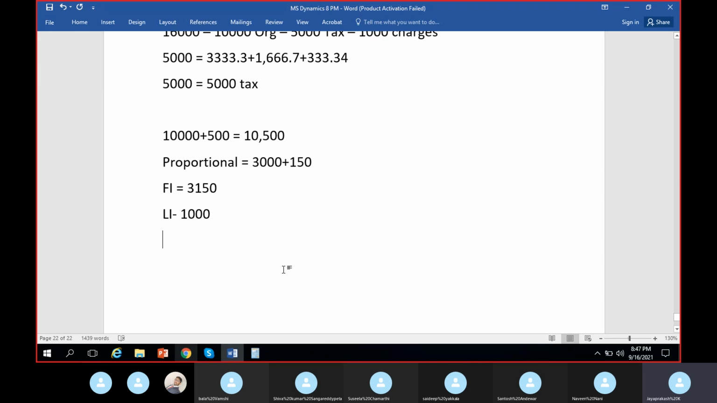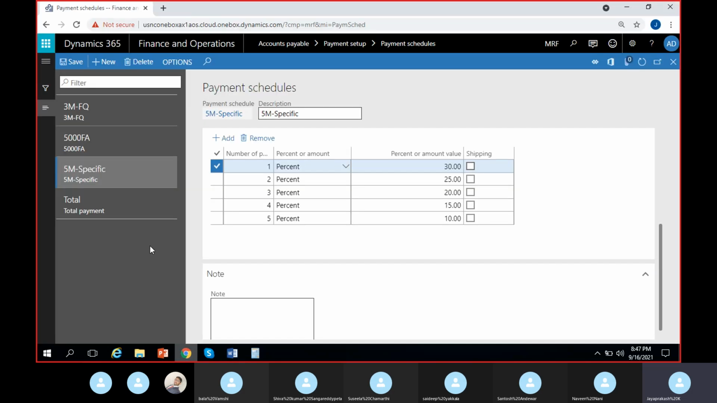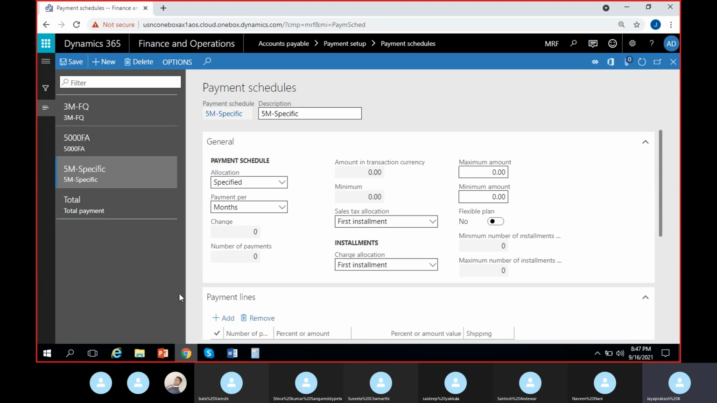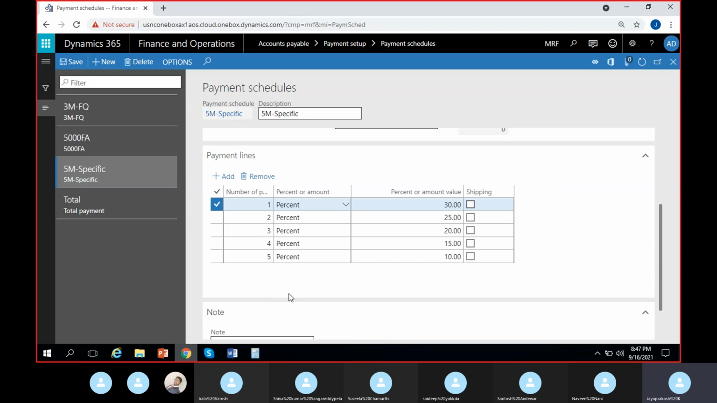I think that would be all about this, and you can configure it in any way you want. If you want a six months mechanism, you can configure 6 months here. If you want 6 months specifically, you can create one more, and you can give 6 schedules as you wish.